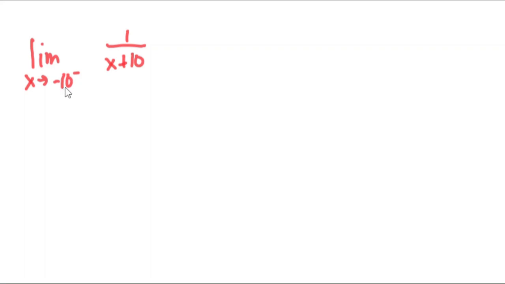Now, when we're approaching -10 from the left, think on a number line here, right? If you had a number line here, so here's -10 on your number line. If we're approaching -10 from the left, we're plugging in values like -10.1, -10.01, -10.001. If we were approaching from the right, we'd be plugging in values like -9.9, -9.99999, right? So we're plugging in numbers a little to the left of -10, like -10.1.